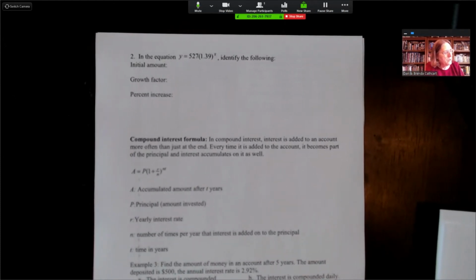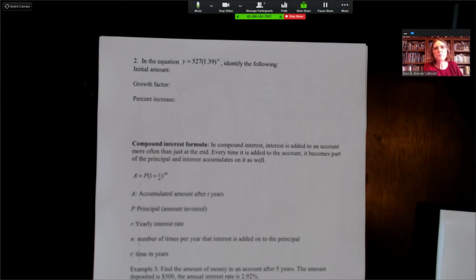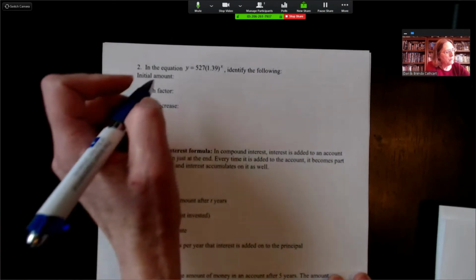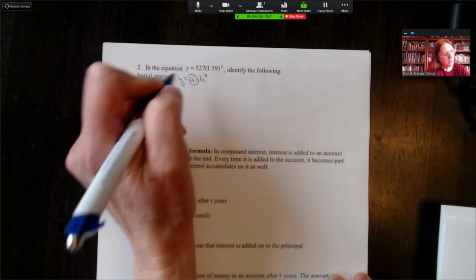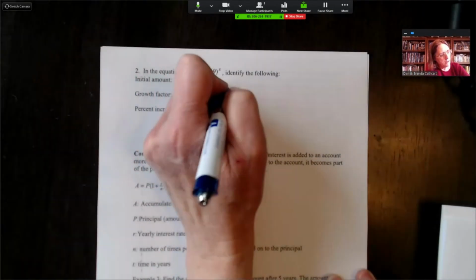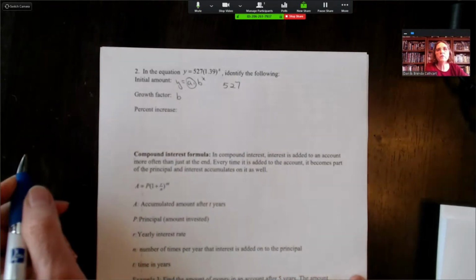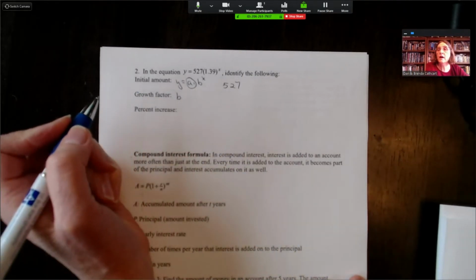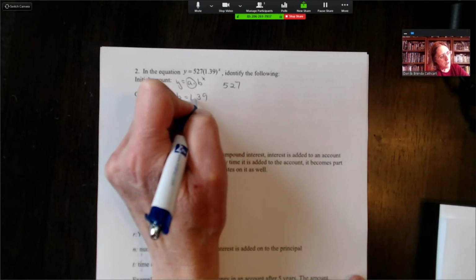Let's look at another example. In the equation y equals 527 times 1.39 to the x, we want to identify the following values. The first thing that we want to identify is the initial value. Well, we've already said that the initial value is our value of a. So in y equals a times b to the x, a is our initial value, so our a is going to be 527. The growth factor is the value of the term b. It's the base of the exponential part of the equation, so our b is equal to 1.39.